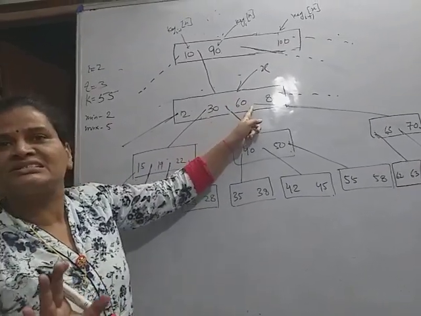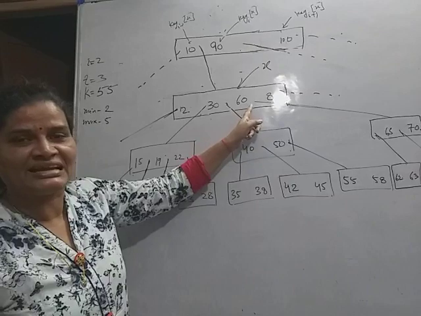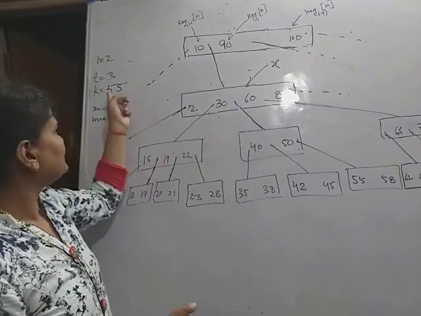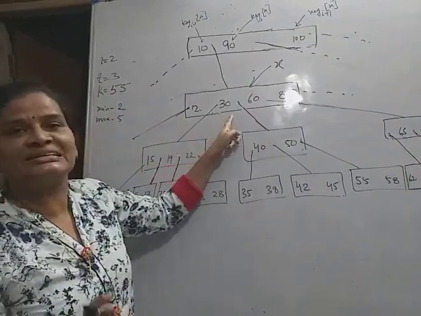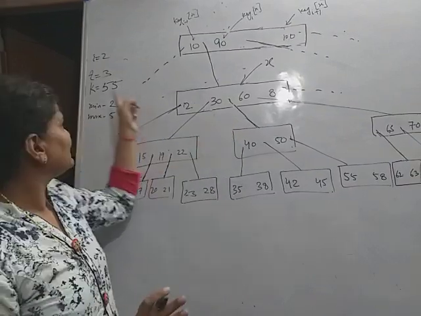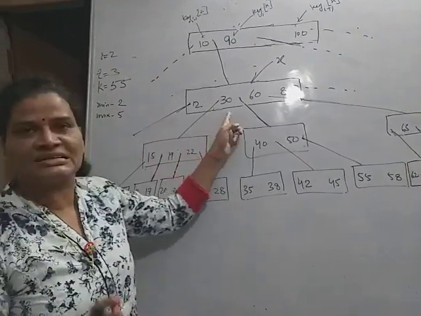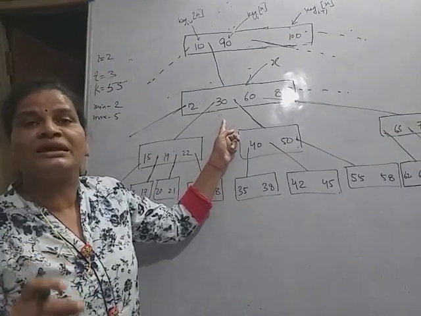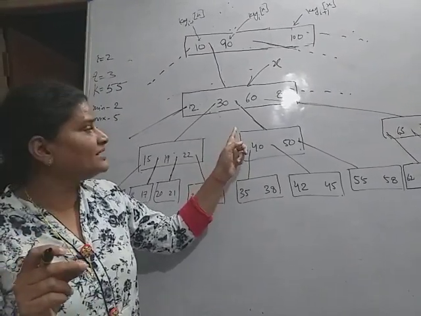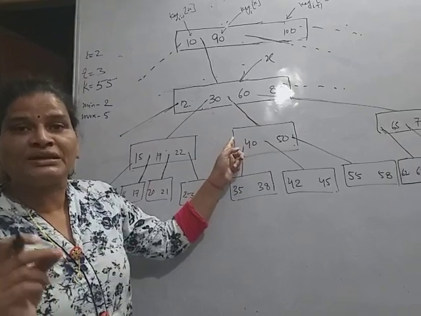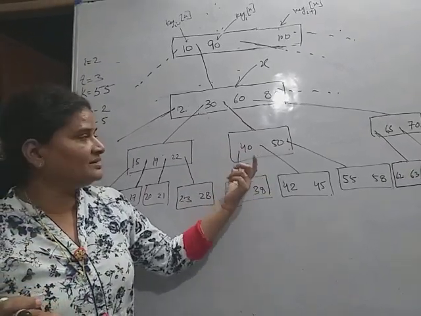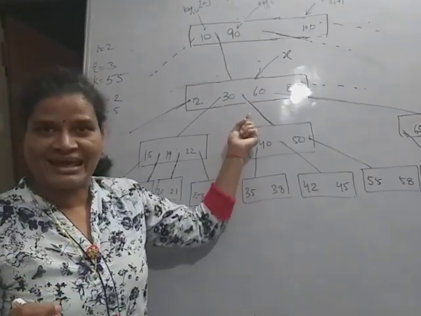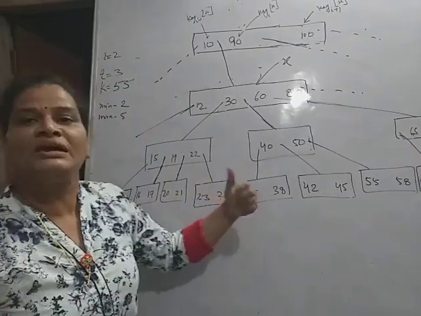So x is not a leaf. Next we check, since x is an internal node, whether the key to be deleted is present in this node or not. Key 55 is not present in this node. So next we find the appropriate child, that is, the root of the appropriate child of x in which k may be present.